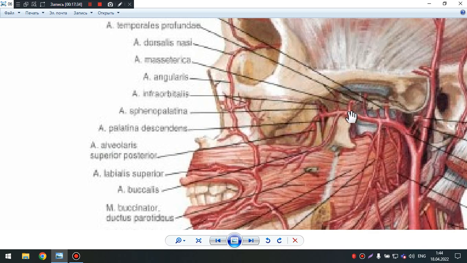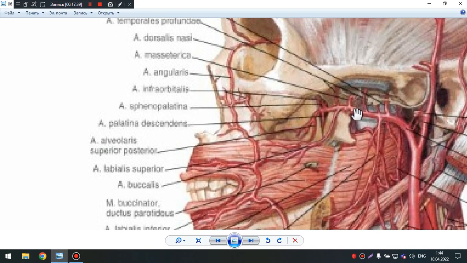Then, on this pterygoid part, this artery gives the posterior superior alveolar artery, which directs into the posterior superior alveolar canals on the maxillary tuber of the maxilla, and supplies blood to the superior premolars and molars.